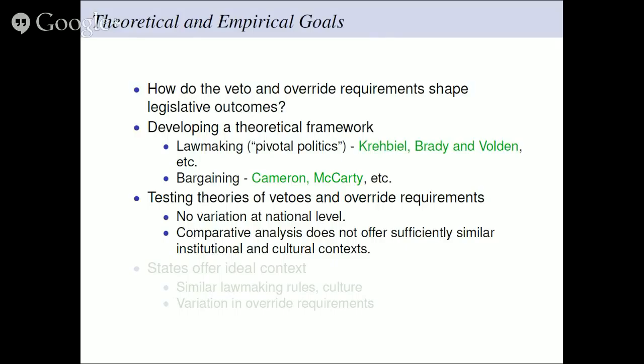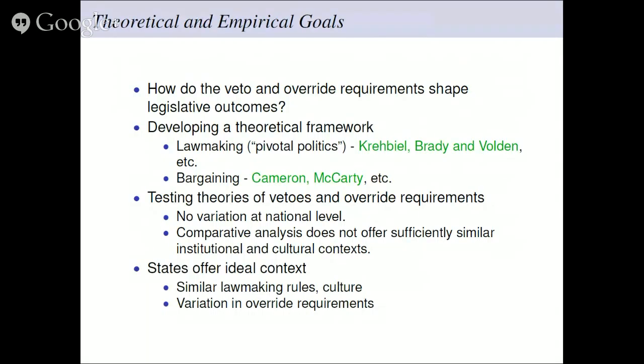There are different cultural contexts, and these two things combine to make it difficult to understand how veto override requirements across different countries affect policy outcomes in those countries. There might just be too many other things going on. So I'm going to actually use the states to test these theories. And there are a couple of good reasons.